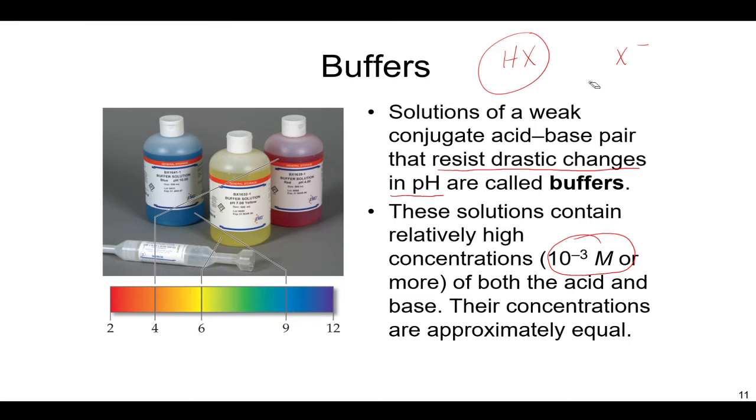So it can't just be a weak acid that's dissociating by itself in say 0.1 molar of this, because you never get enough of the conjugate base around. So you actually have to make these solutions up with approximately equal concentrations as well of both of these conjugate pairs. Now, the importance of a buffer is that a lot of chemistry will change as the pH changes.